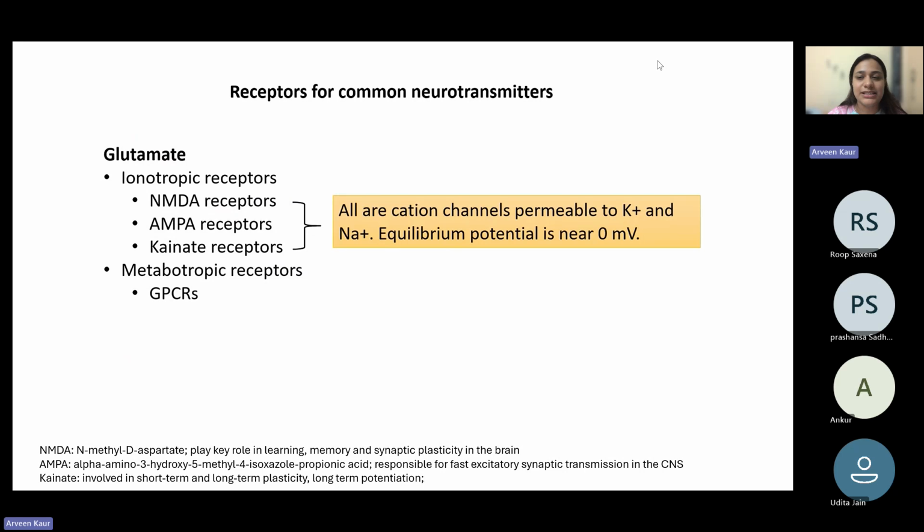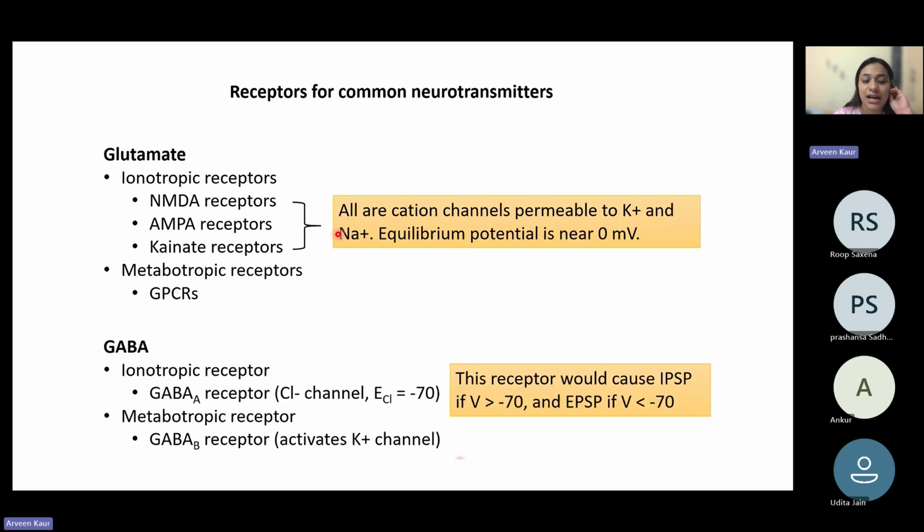When we talk about these different kinds of neurotransmitters, they can have different kinds of receptors also. For instance, glutamate, which we said was the most common neurotransmitter, has ionotropic receptors as well as metabotropic receptors. The metabotropic receptors are GPCRs themselves, but the ionotropic receptors are of variable kinds: the NMDA receptors, the AMPA receptors, and the kainate receptors. All of these are cation channels which are permeable to potassium and sodium, and the equilibrium potential is near 0 millivolts for these receptors. Then comes GABA.